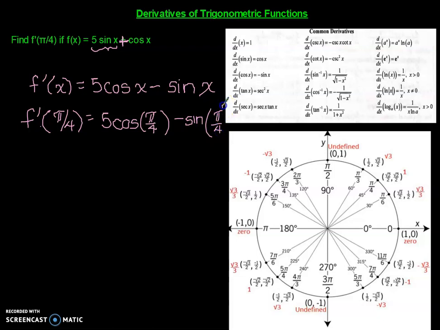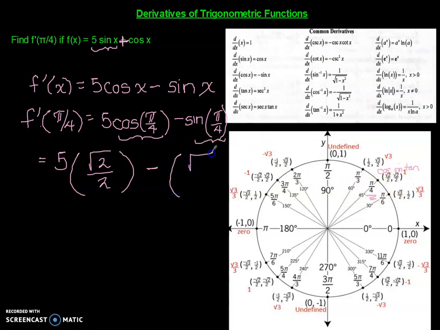All right. So from here, we're going to take 5 times the cosine of pi over 4. Pi over 4 is the angle here. Please remember, cosine is the x value, sine is the y value, and tangent is the value in red by itself. So the cosine of pi over 4 is square root of 2 over 2. Minus the sine of pi over 4. So we're going to the same angle. The sine value is the y value. It's also square root of 2 over 2.